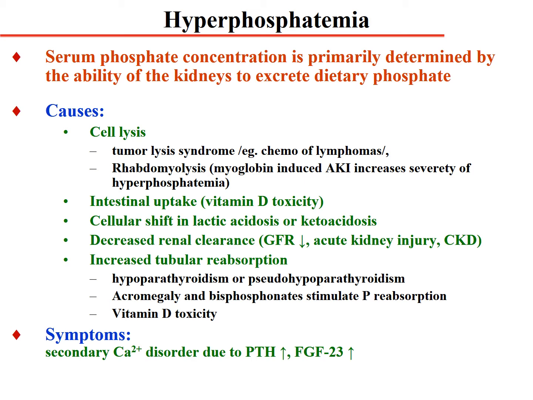A cellular shift in lactic acidosis or ketoacidosis can again cause hyperphosphatemia. Or decreased renal clearance, when the GFR decreases, which happens in acute kidney injury or chronic kidney diseases. Or increased tubular reabsorption, for example in hypoparathyroidism or pseudohypoparathyroidism, in acromegaly, or bisphosphonate-stimulated phosphate reabsorption, or vitamin D toxicity. The symptoms are usually secondary calcium disorders, due to the increased PTH level or the increased FGF23 level.